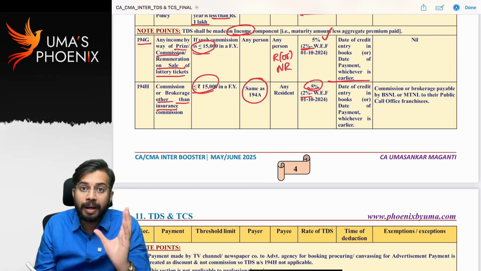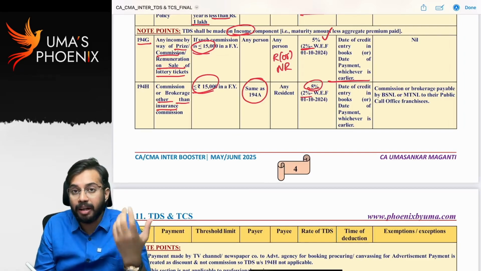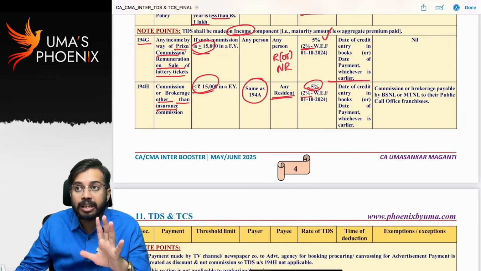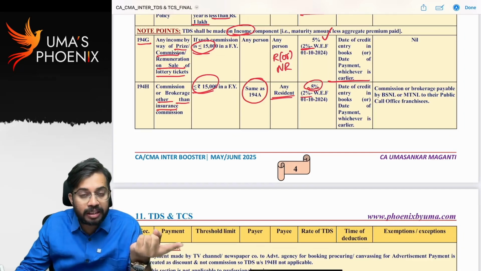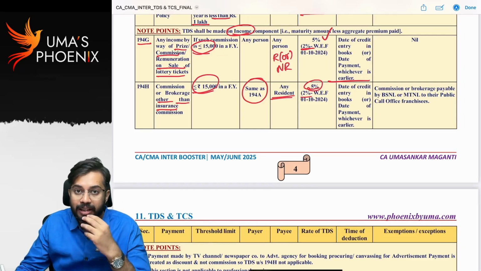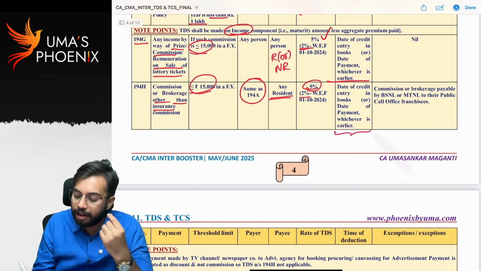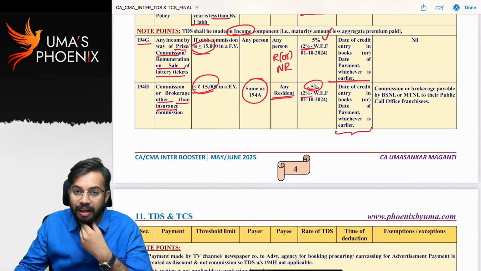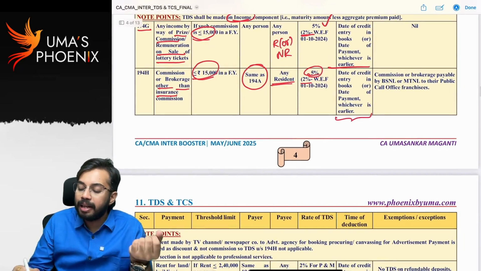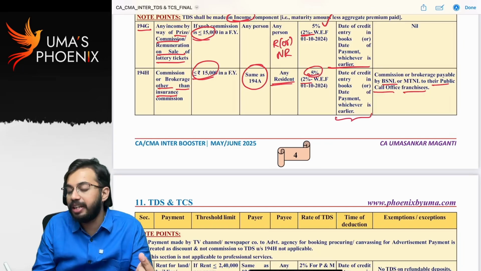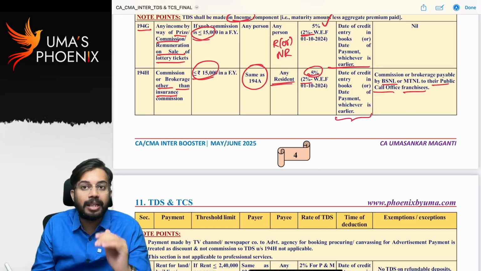Payee, that means the person who is receiving the commission, should be resident in India. That means when you are making commission payment to a non-resident, 194H will not get attracted. In those cases, 195 gets attracted. TDS is required to be deducted at the time of entry in books of accounts or at the time of payment, whichever is earlier. When BSNL or MTNL pays commission to their public call office franchises, on such commission payment, BSNL or MTNL are not required to deduct TDS.